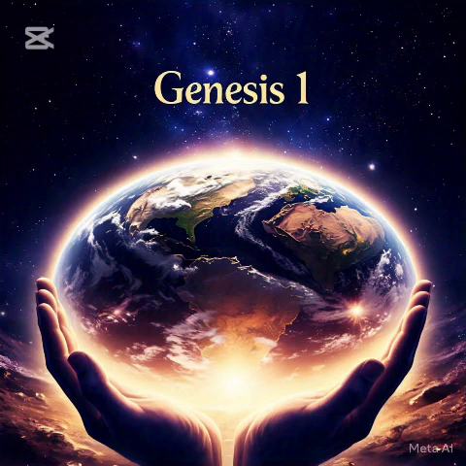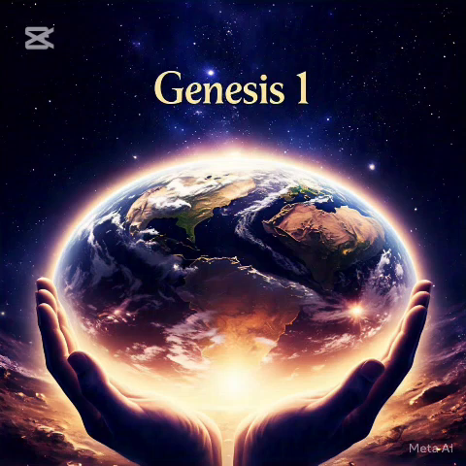Genesis 1:2, The earth was without form and void, and darkness was over the face of the deep, and the Spirit of God was hovering over the face of the waters. This verse describes the initial state of the earth as empty, dark, and formless, with the Spirit of God present and active.